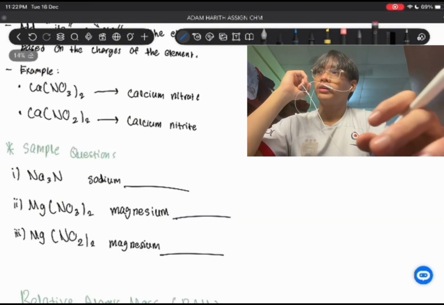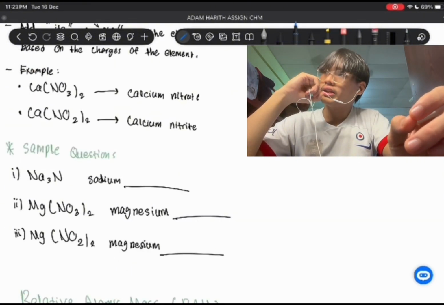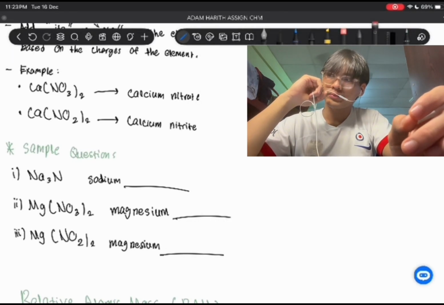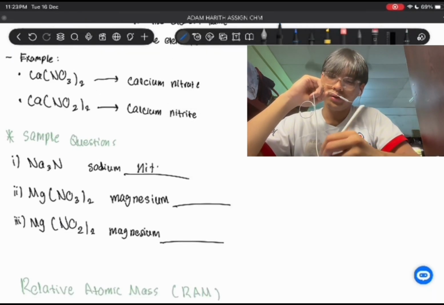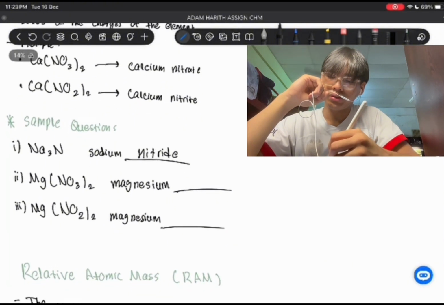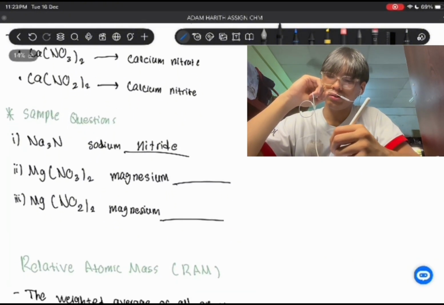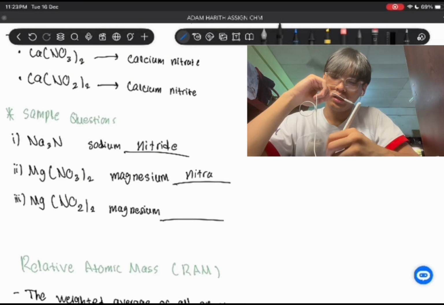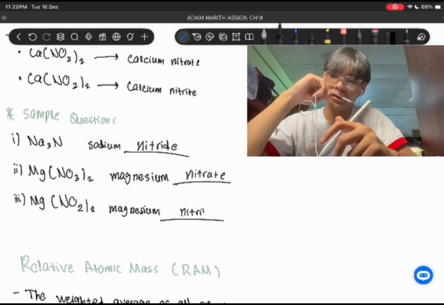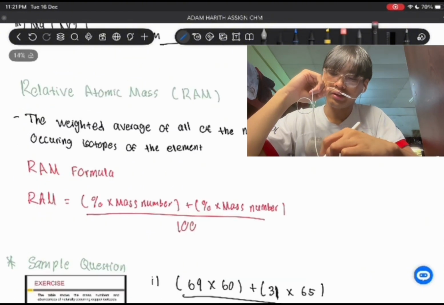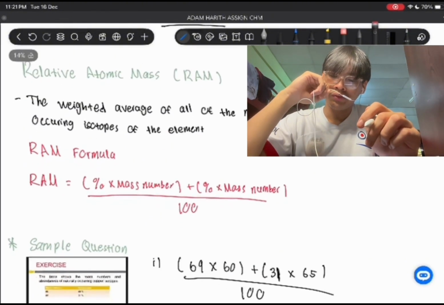Okay, for the sample question, sodium nitrate, because it is a metal plus a non-metal. For magnesium, it is NO3 for nitrate, and also NO2. Magnesium nitrate. Okay, magnesium nitrate.